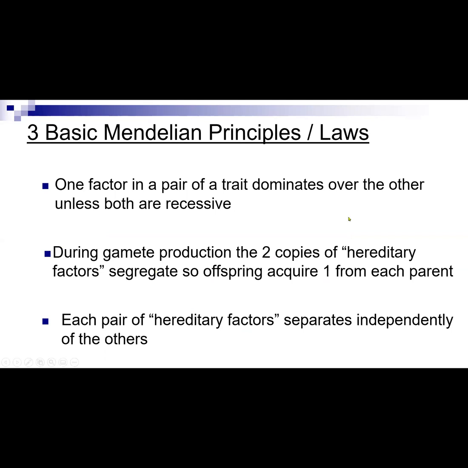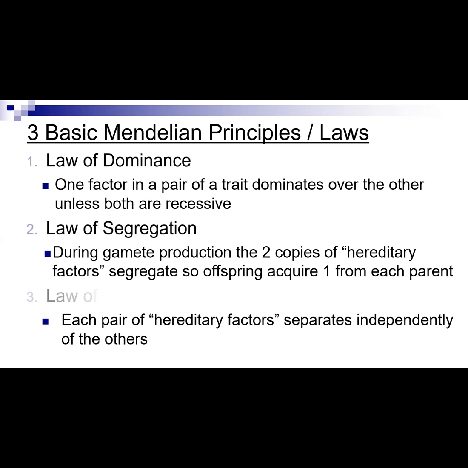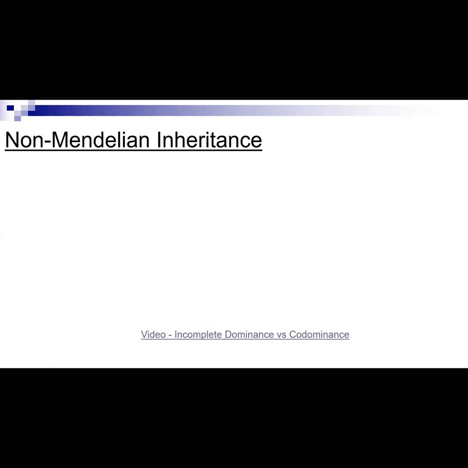The idea that one factor or one allele, now that we call it allele, he called it factors, can dominate over the other. We call it dominant recessive. All that's still important, but now we're going to go beyond what he talked about. His law of dominance, his law of segregation, his law of independent assortment still applies to some degree, but we're going to see mainly how the law of dominance is getting kind of thrown out the window for these examples of inheritance.